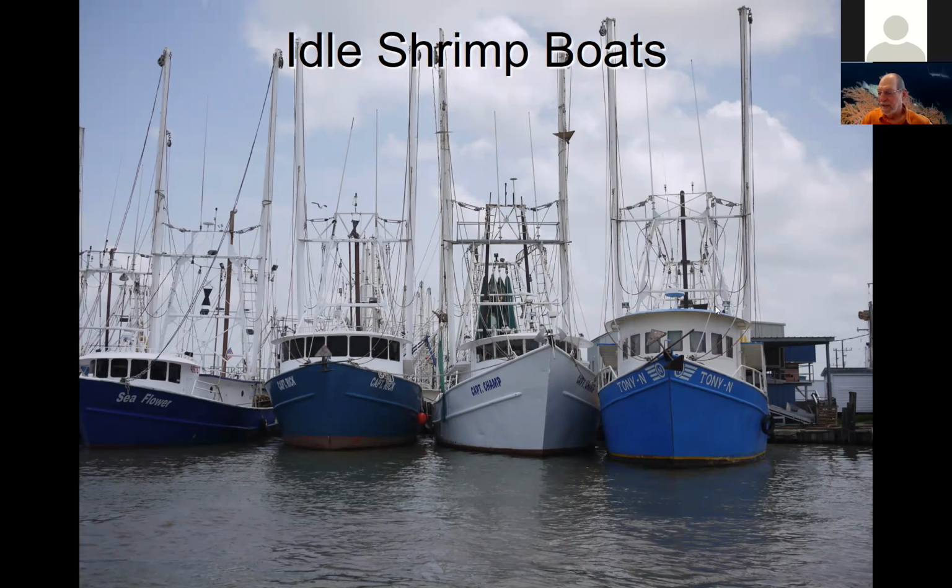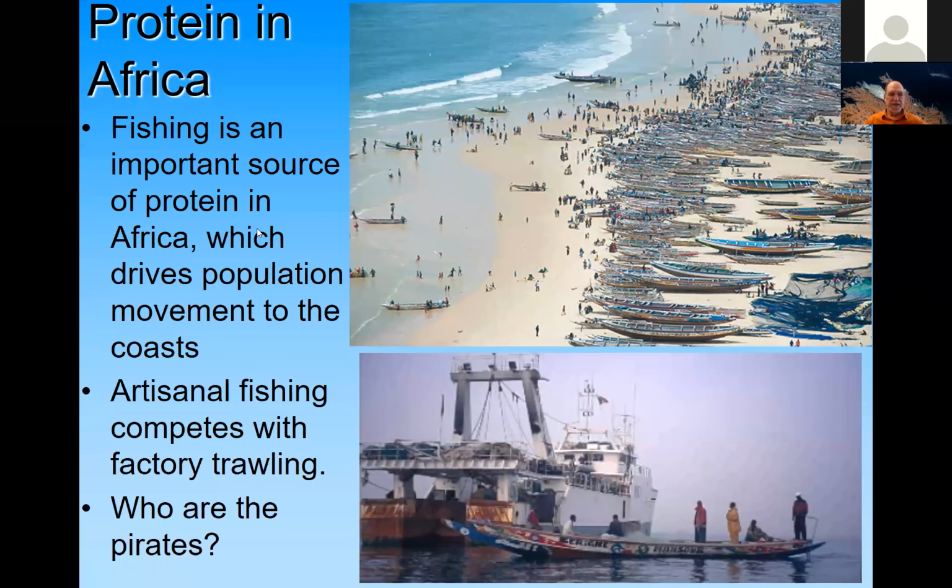Many more fish than are needed, and it's an indication of overexploitation. In this case, these are ocean-going shrimp boats, so they would be targeting the brown shrimp, Penaeus aztecus. Okay, so there's an example now. I want to talk some more about international examples.